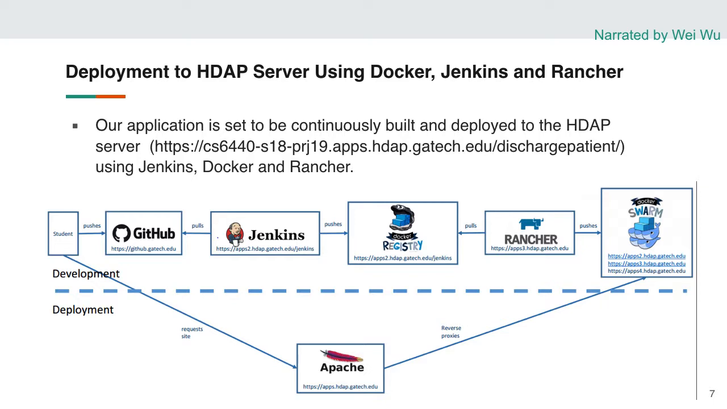We also have our application continuous built and deployed on the HDAP server. Briefly, the Jenkins server could detect any new commit in our GitHub repo and perform an automated build for our project and the Docker image, and then push the built Docker image to the HDAP Docker registry and notify the Rancher server to deploy the pushed Docker image on the Docker Swarm. You can view our application using this URL.